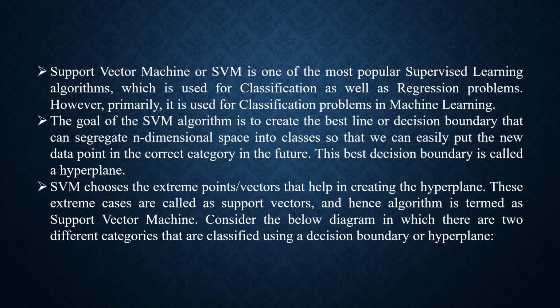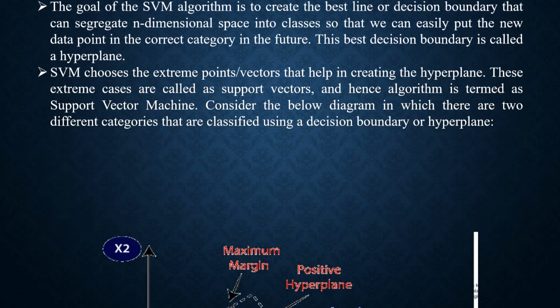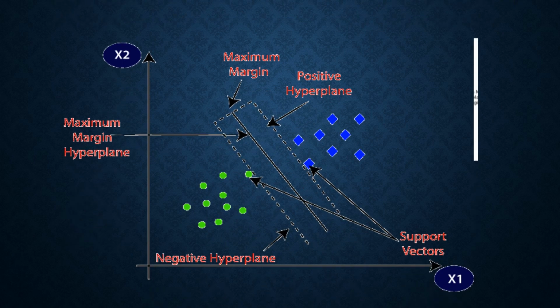SVM chooses the extreme points or vectors that help in creating the hyperplane. These extreme cases are called support vectors, and hence the algorithm is termed Support Vector Machine. Consider the below diagram in which there are two different categories that are classified using a decision boundary or a hyperplane. These are the images where we use x1 and x2 as axes, and there is a maximum margin hyperplane and the negative hyperplane. The green dots are called support vectors, and the dotted lines are called the positive hyperplane and the negative hyperplane, with the maximum margin.